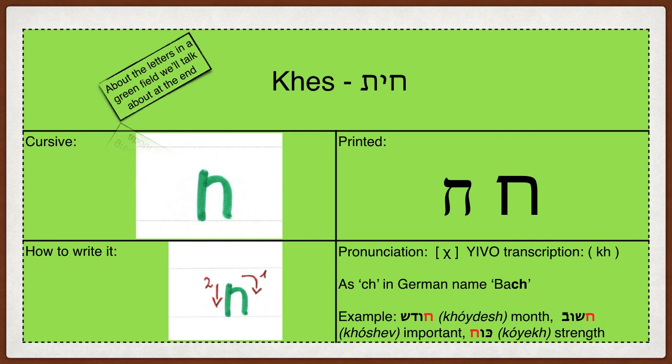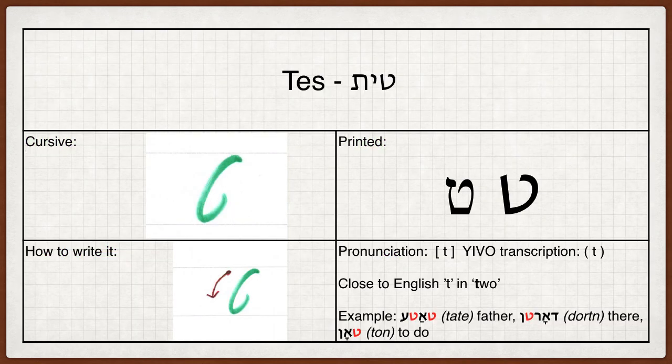And we have this letter in words like chodesh, meaning month. Choshev, meaning important. Koich, meaning strength. Some consider this sound to be very harsh and ugly, but to be quite honest, I very much enjoy it. It sounds quite nice to my ears. Ch, ch. Very lovely.